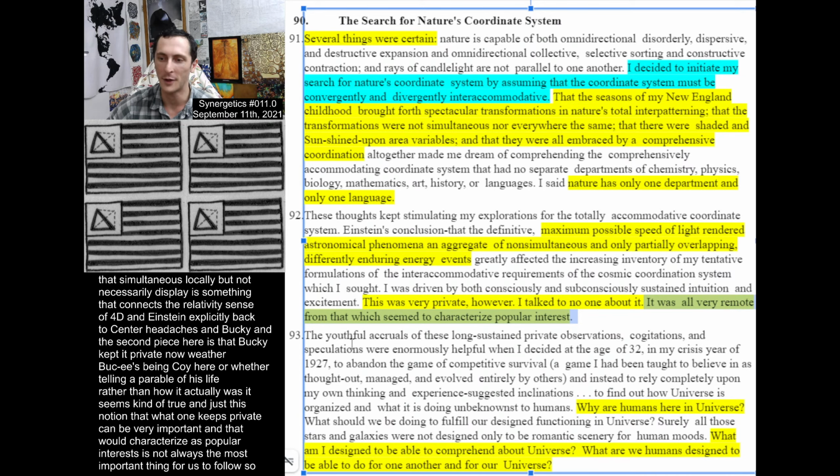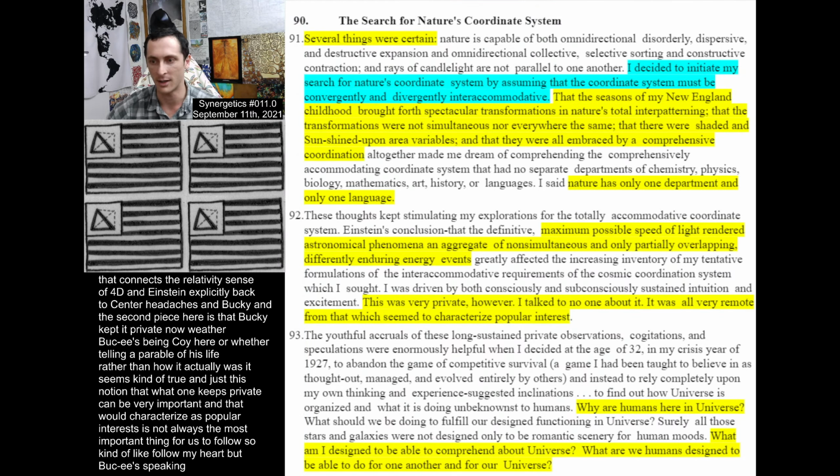So, kind of like follow our heart, but Bucky's speaking through his own life.